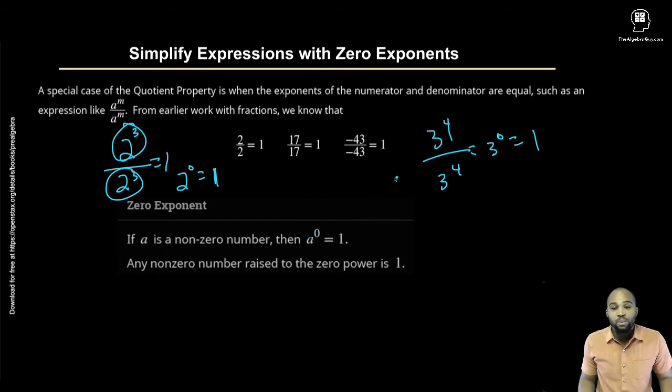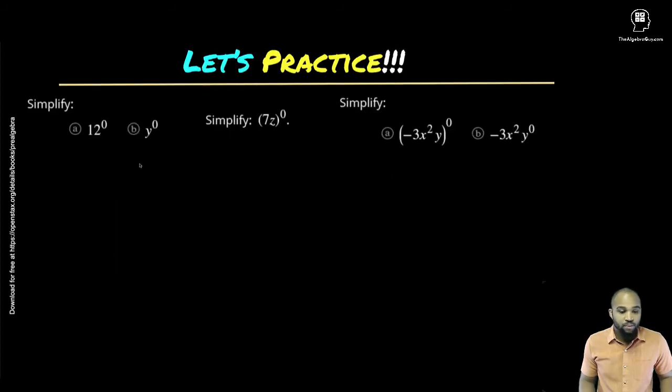I love that property because knowing that property simplifies so many expressions. And I've seen even on SAT tests where they'll put a 0 there in this long convoluted problem to see if you know that rule and you can apply it. So let's practice it. So 12 to the 0 is 1.